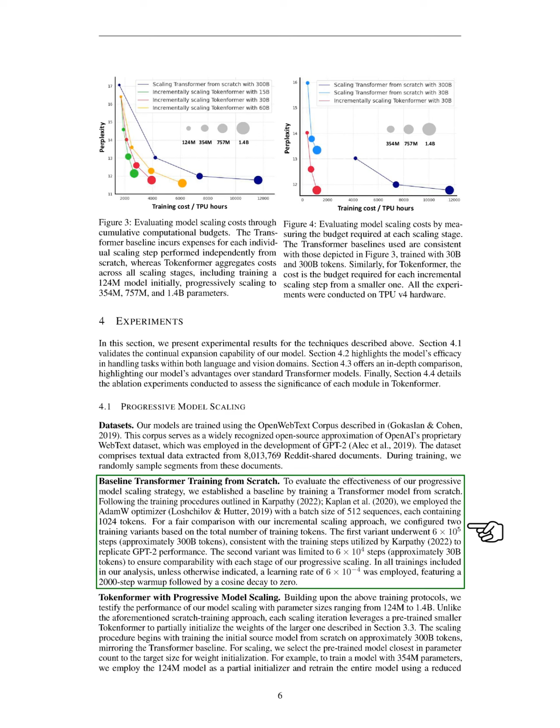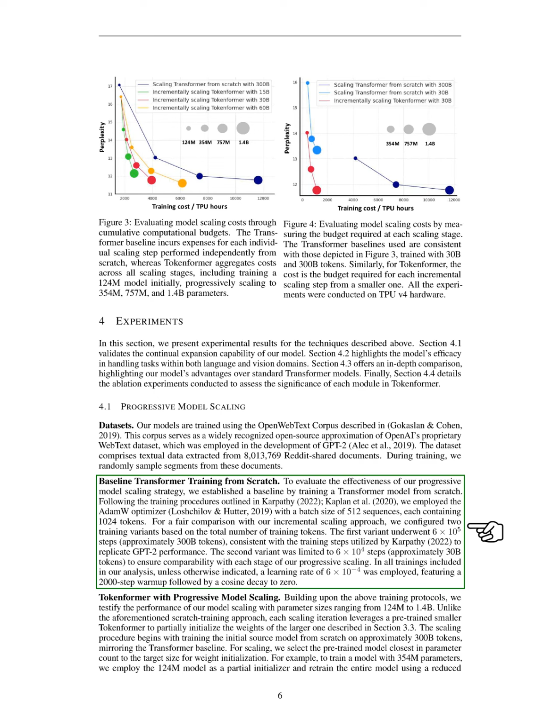To evaluate our progressive scaling strategy, we establish a baseline by training a transformer model from scratch. We use the AdamW optimizer with a batch size of 512 sequences, each with 1024 tokens. We create two training variants based on the total number of training tokens, one with approximately 300 billion tokens and another with about 30 billion tokens for fair comparison. We then test our model scaling with parameter sizes ranging from 124 million to 1.4 billion. Each scaling iteration uses a pre-trained smaller Tokenformer to initialize the larger model's weights.